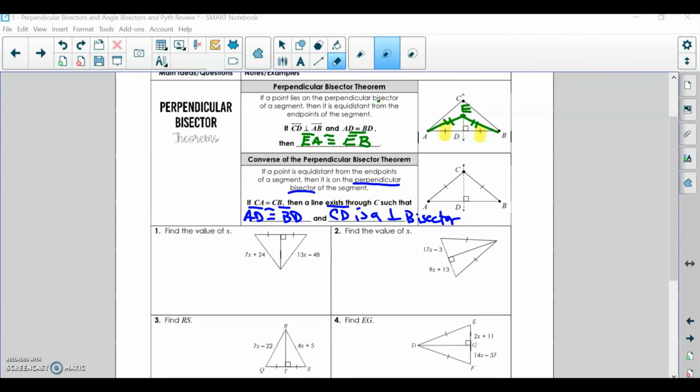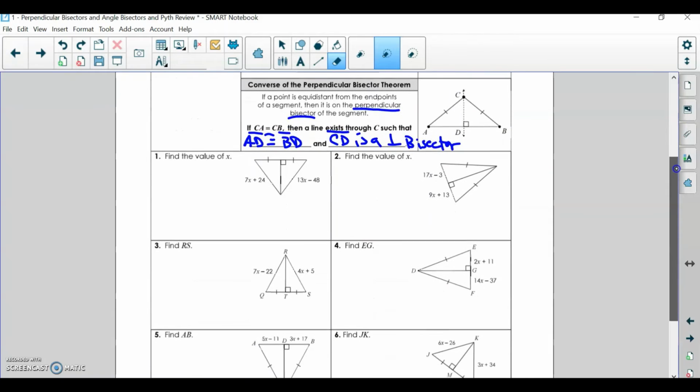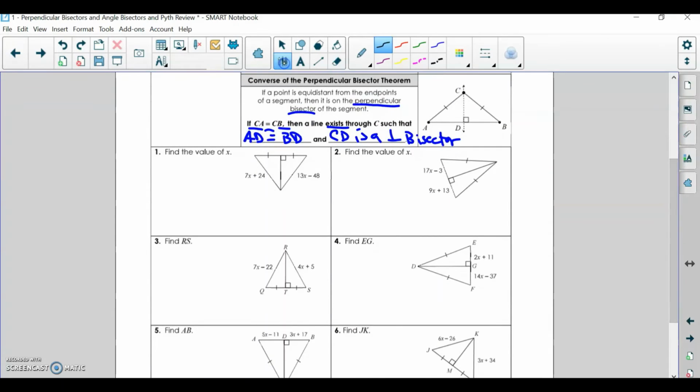All right, so let's take a look at some perpendicular bisector problems. So we're going to start here with number 1. What it's telling us is that we have a perpendicular bisector. And so when they do that, what they're telling us is that this segment that's 7x plus 4 and the segment that's 13x minus 48 are equal to each other. So we can just make an equation out of that and solve for x. So that would look like this.